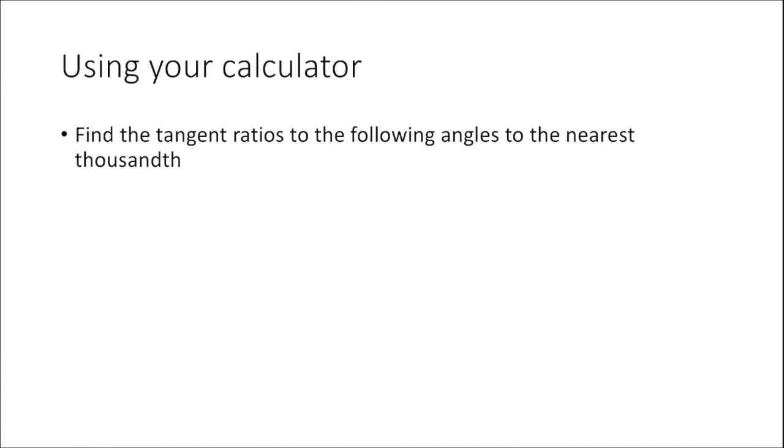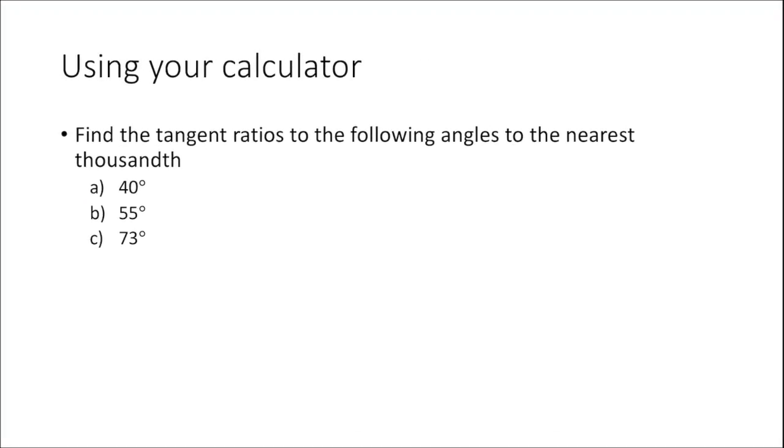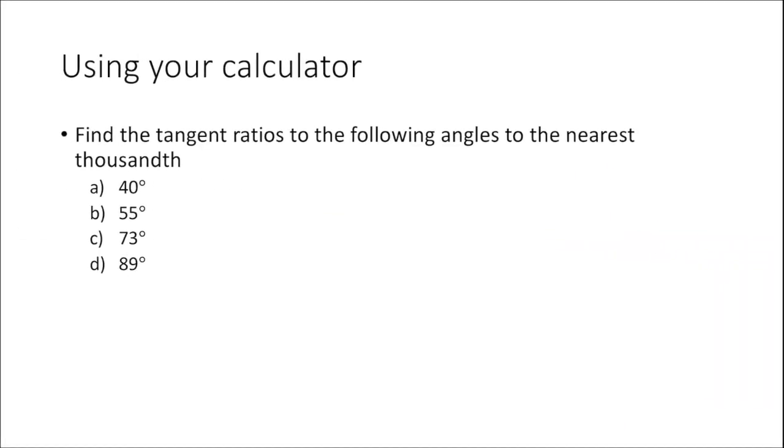So, using the calculator, find the tangent ratios of the following angles to the nearest thousandth. So 40 degrees, let's do that. Actually, let's put up all the questions. Tan of 40 degrees. It's all a matter of learning how to use your calculator. Tan of 40 degrees is 0.839. And of course, make sure your calculator says degrees and not radians. 0.839. That's what we got here.